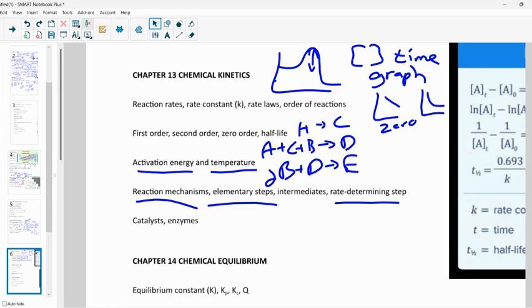No, it happened in the overall equation, so it's still going to get used up. It just won't get used up as fast as A will. So the catalyst is on both sides of the equation. Right, like if we had a catalyst, we could put it like G up on top or something like that.